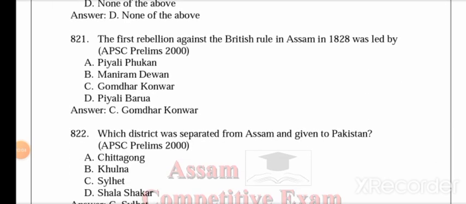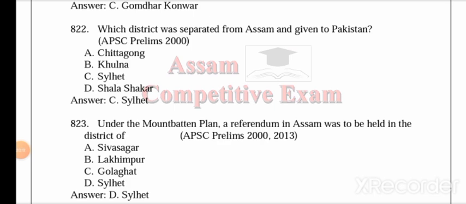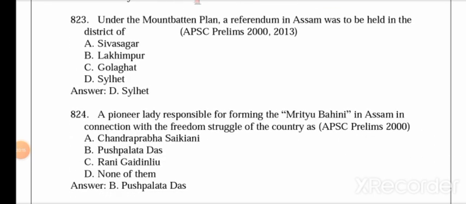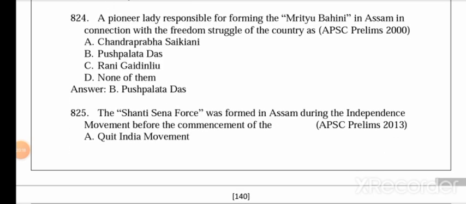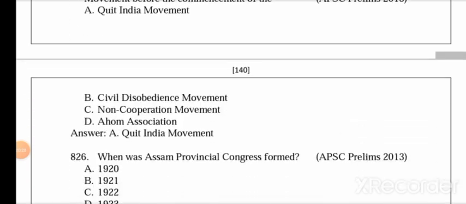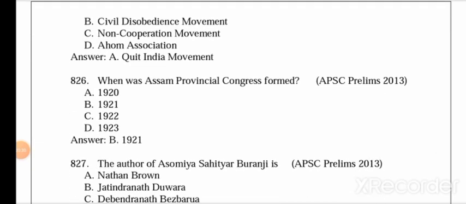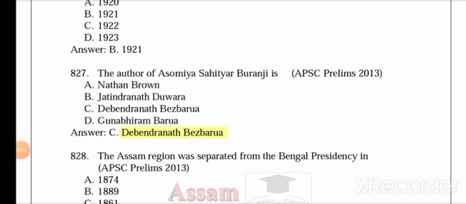The first rebellion against British rule in Assam in 1828 was led by Gomdhar Konwar. Everyone knows. Which district was separated from Assam and given to Pakistan? It was Sylhet, under Mountbatten, same question. The pioneer lady responsible for forming Mrityu Bahini in Assam was Pushpalata Das. Shanti Sena force was formed during the Quit India movement, and Assam Provincial Congress was formed in 1921. Author of Asomiya Sahitya Buranji is Debendranath Bezbaroa.